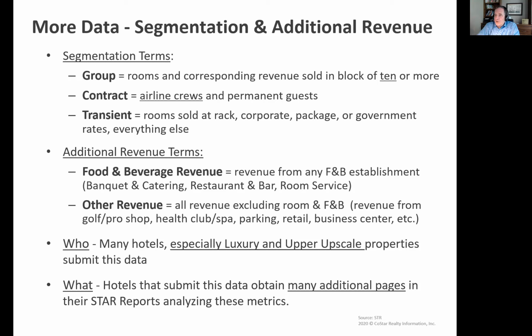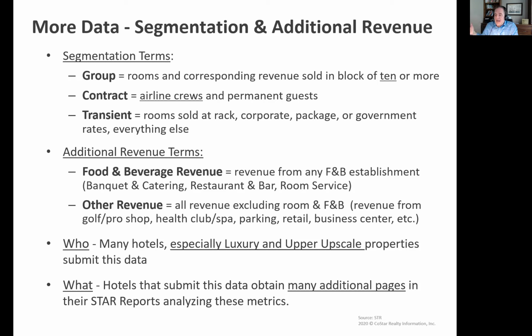Besides segmentation, one other type of data that's collected is additional revenue data. Now, this falls into two extra categories. Remember, we collect room revenue, that goes without saying, but many hotels submit additional revenue data, and it falls into two categories. First, food and beverage revenue. That is all the revenue a hotel earns from any food and beverage establishment. That could be banquet, catering, restaurant, bar, and room service would all fall in that big F&B category for revenue.